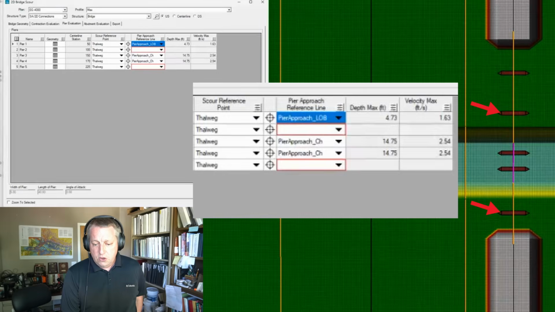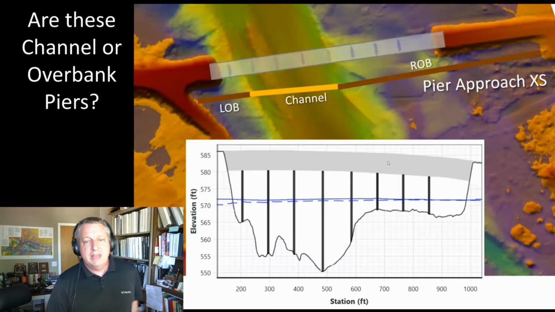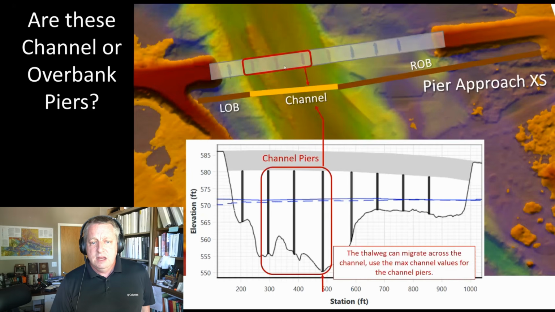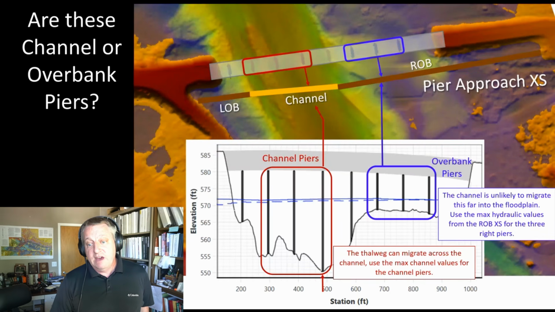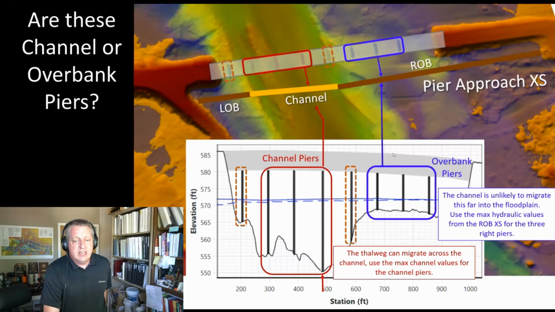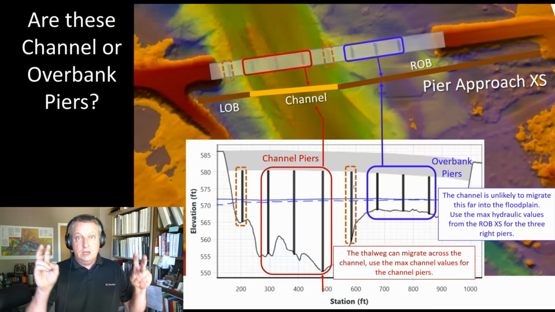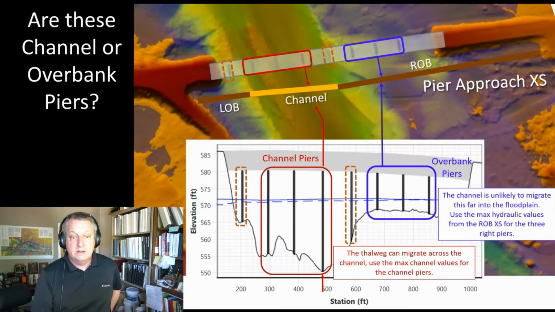And for that, let's go back to our kind of more complicated result. So in this case, these are obvious. For these, we want to use the channel hydraulics. These are also pretty obvious. For these, we want to use the overbank hydraulics. But what about these? Are these channel or are these overbank? Well, strictly, our channel hydraulics, remember, for pier scour is toe to toe. So these are officially overbank or floodplain piers.